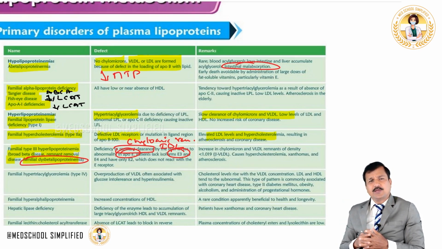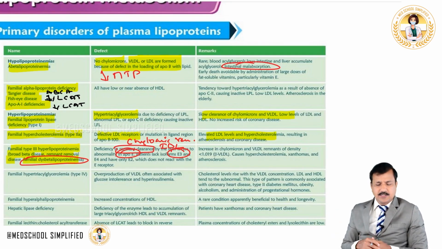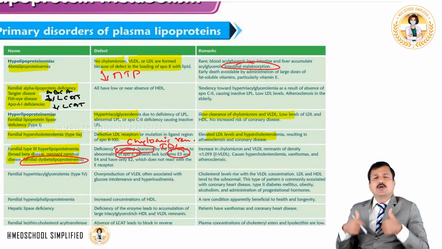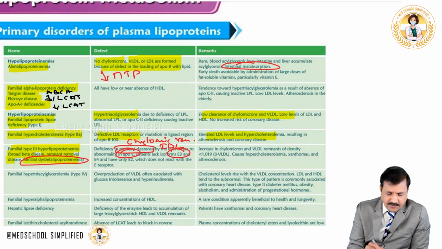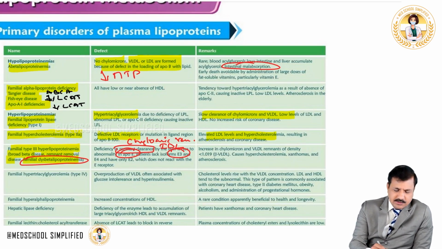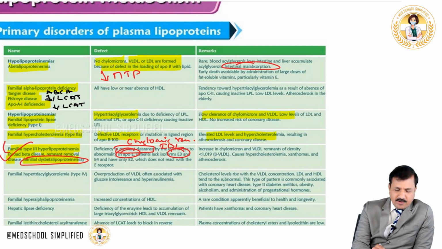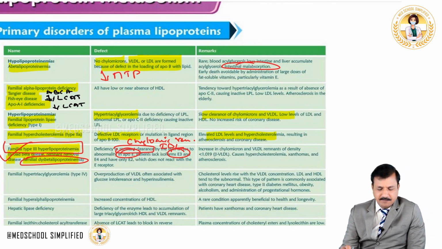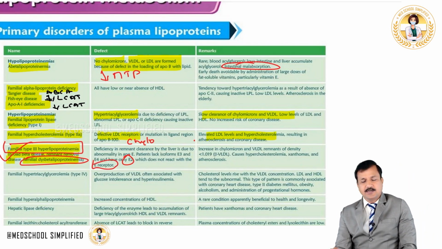So if there is a defect in Apo E, recognition by LRP1 will be defective, and that means chylomicron remnants and IDLs are not taken up by the liver. They just stay back in the circulation, leading to elevation of remnants in the circulation. This disease is referred to as remnant removal disease, which is also called familial dysbetalipoproteinemia. Another name for it is familial type 3 hyperlipoproteinemia. Patients lack the isoforms E3 and E4 and have only E2 here, which does not react with the E receptor, that is the remnant receptor.